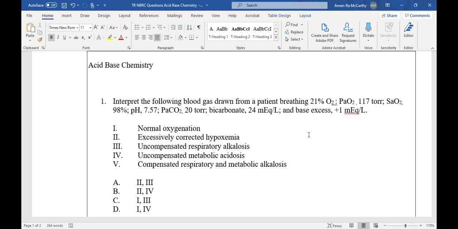Remember, I told you that your P little aO2 can be a little higher than 100 on room air if you're doing what? What did I say? What could cause that? Breathing hard. If you're hyperventilating, okay? And so one of those terms down there shows you, yeah, he's hyperventilating, right? Okay. So which ones would you pick?